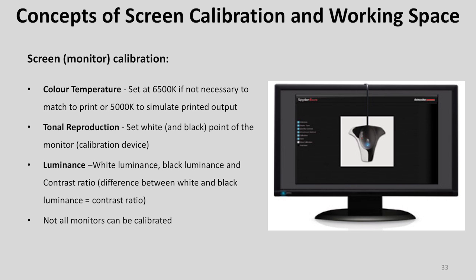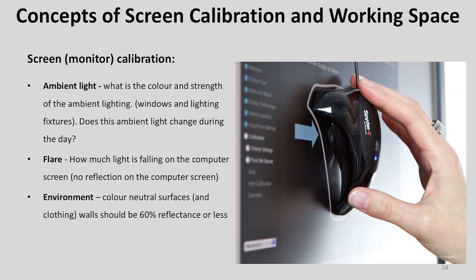You can use a device such as Spyder, X-Rite, ColorMunki, or Color Eyes to profile. And these devices are used to create a display profile which includes setting up the color temperature, tonal reproduction, and luminance of the display or the screen. When calibrating your monitor, you should take some environmental variance into account, such as ambient light and how much light flare is falling onto your computer screen.